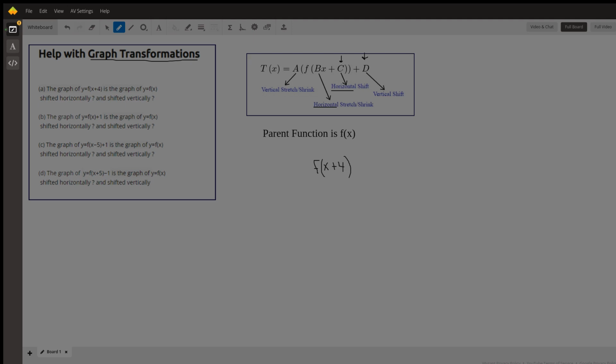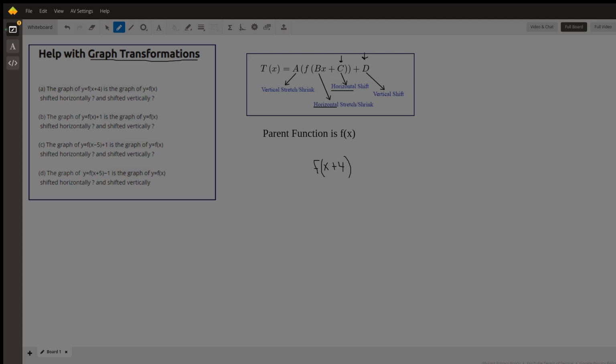Okay. And of course, it's possible to have, let's reset, a horizontal shift and a vertical shift at the same time. So there's the horizontal shift to the left, and there's the vertical shift, up or down.